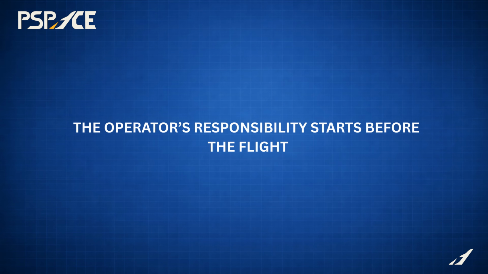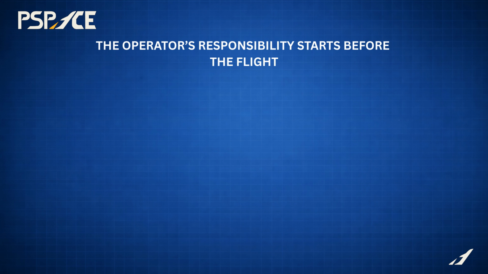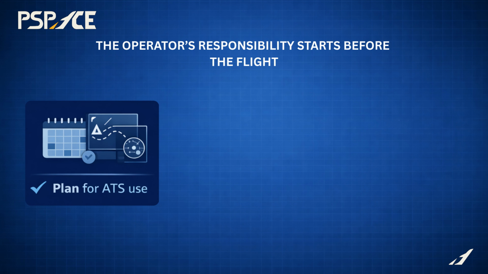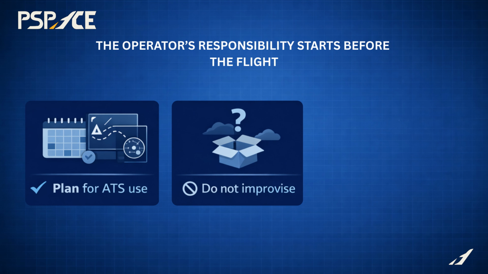The operator's responsibility regarding ATS begins long before the aircraft enters controlled airspace. It begins in the way the operation is designed, documented, and prepared. The operator must ensure that the use of ATS is built into the flight planning process, the operations manual, and the standard operating framework so that crews are not left to improvise their interaction with the ATS system once airborne.